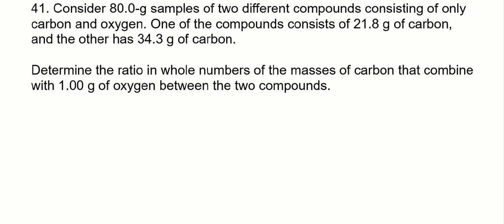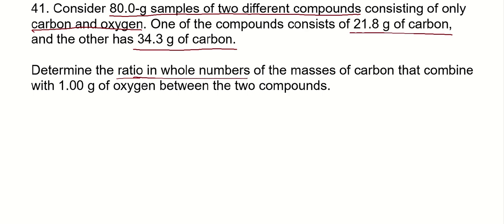Consider 80.0 grams of a sample of two different compounds, and the compounds only consist of carbon and oxygen. One of the compounds has 21.8 grams of carbon, and the other one has 34.3 grams of carbon. What's the ratio in whole numbers of the masses of carbon that combine with 1 gram of oxygen?